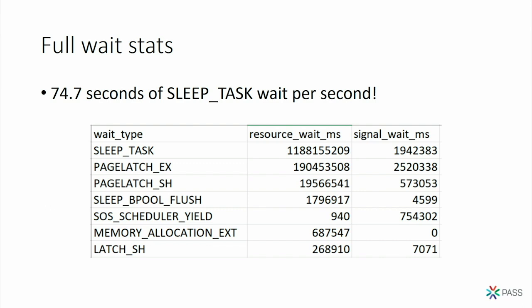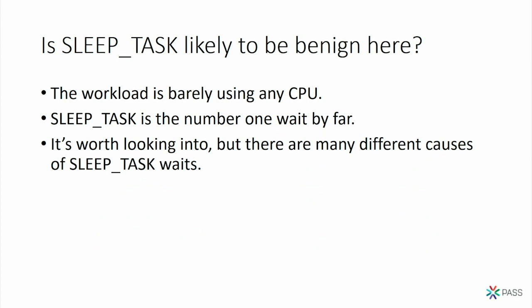Now, you might see some guidance, well, sleep task is benign, filter it out, and most of the time you can, except when you can't. So here, I've got low throughput, I've got low CPU, I've got very high sleep task waits. I need to look into it. This is not benign. Now, sleep task is kind of a generic holder for lots of different types of waits, so I need to look a little bit deeper.